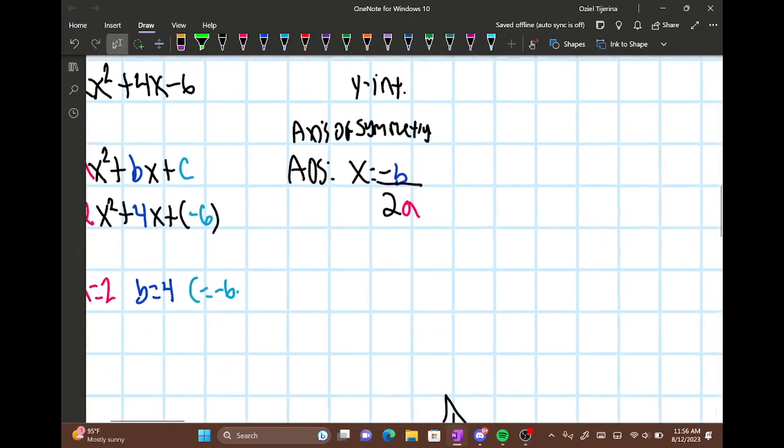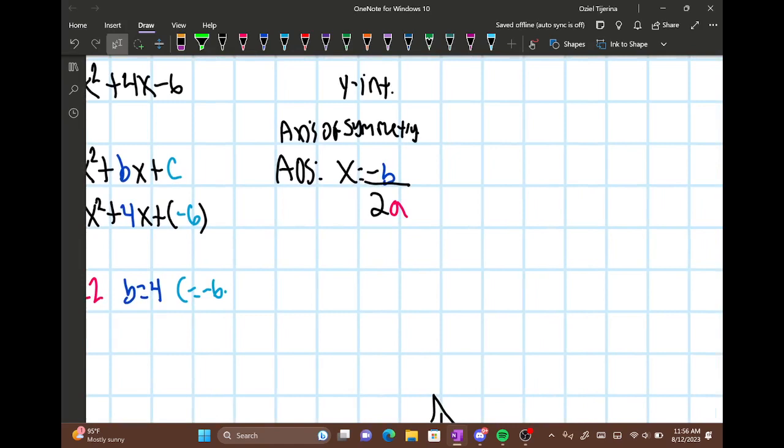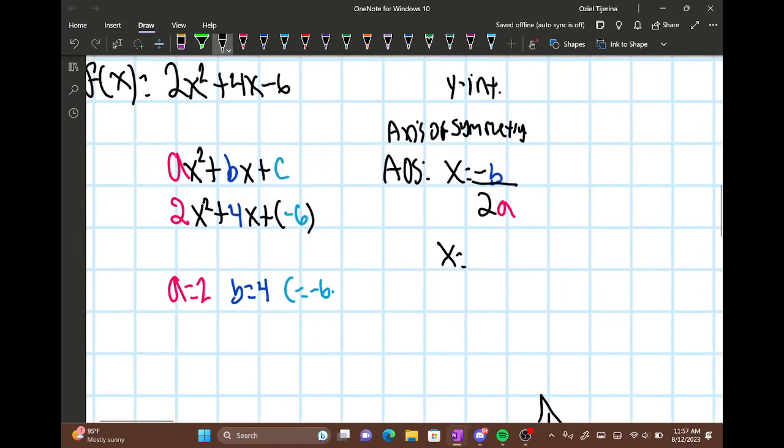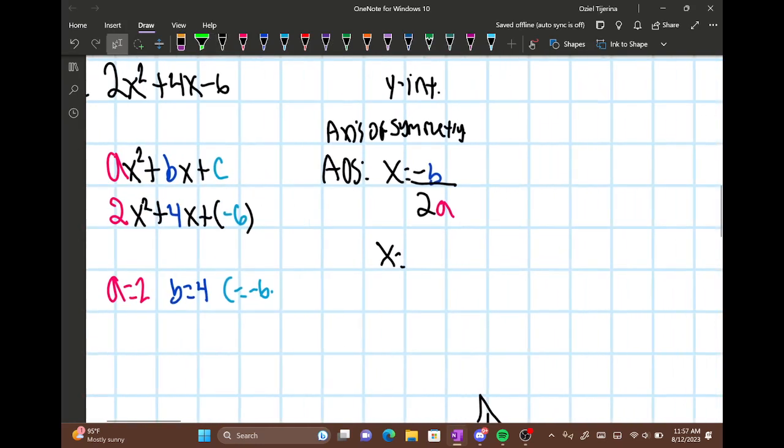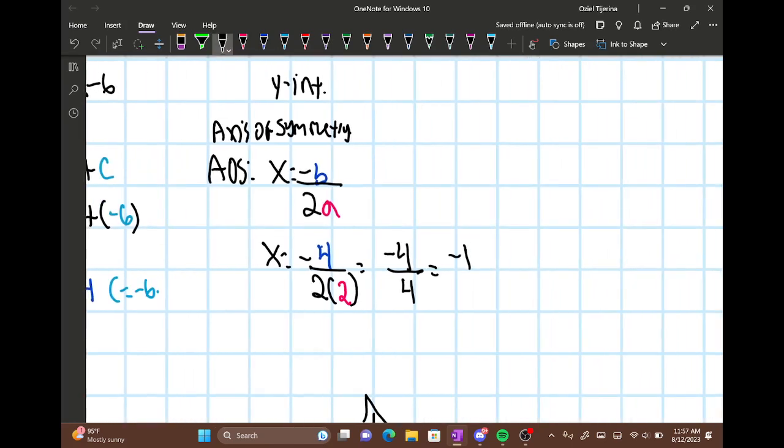So we're first going to find our axis of symmetry. We have x equals negative b over 2a, and we know that b is 4, so it's negative 4 over 2 times my a value, which is 2. So we have negative 4 over 4, and that's going to be negative 1.